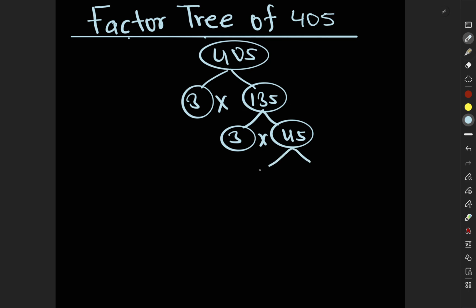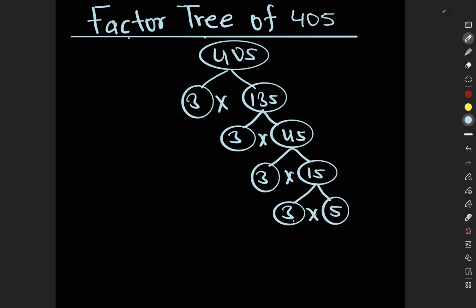45, it can be written as 3 times 15. 3 times 15 means 45. Like as 15, it can be written as 3 times 5. 3 times 5 means 15. So now we select prime numbers in all these numbers.